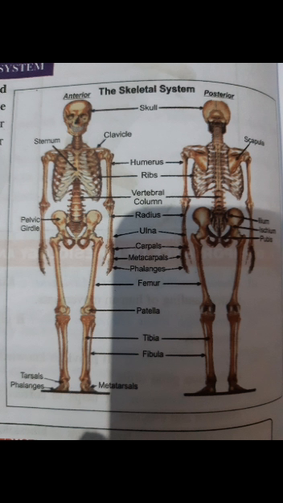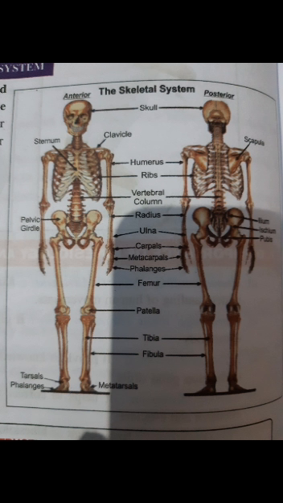The next is cartilaginous bone. What are cartilaginous bones? This type of bones are flexible and soft. They are found in the ear and nose. So these are the types of bones, or we can say the classification of bones.